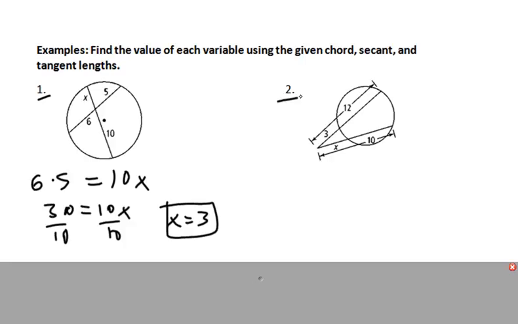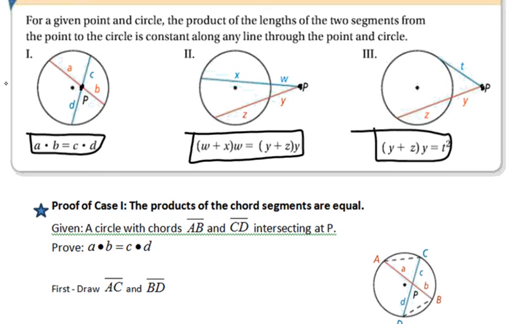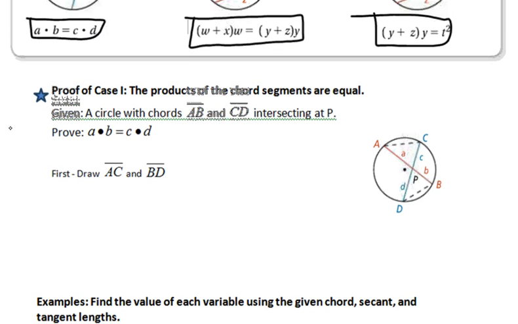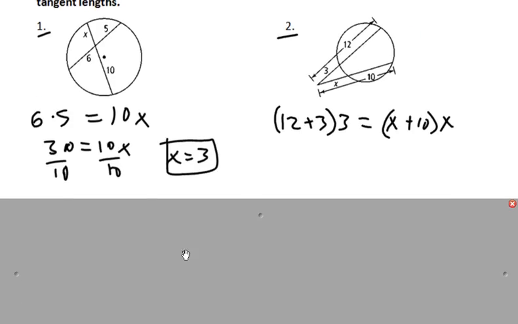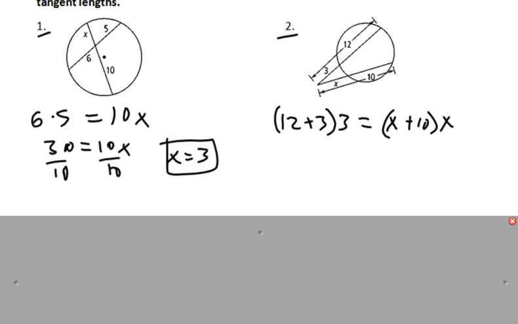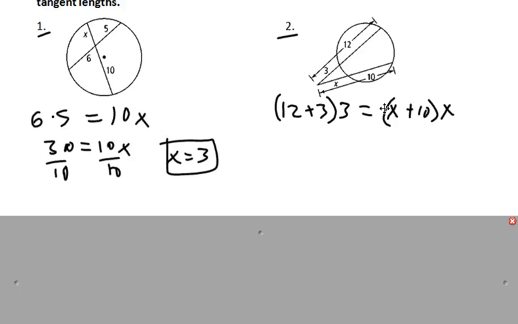Number 2, this one looks like two secant lines, so it would be case 2. Let's just work it out. It's the 12 plus the 3, which is the whole length of that one, times the outside one, which is 3, equal to the x plus 10 times the outside one, which is x. This might get a little tricky too. We'll see. So let's solve it.